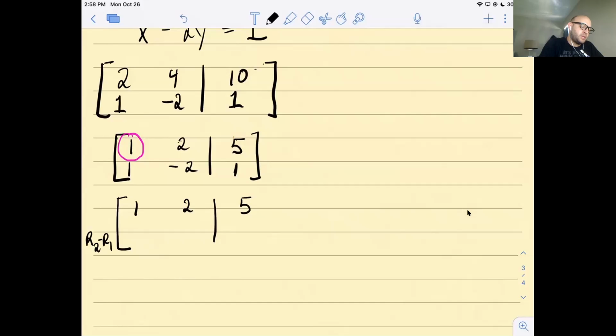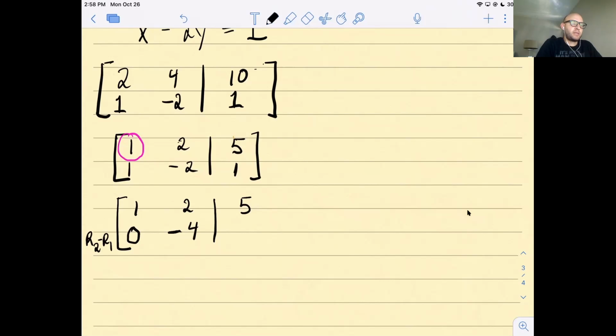Do you agree that this is going to be a 0? Because it's just 1 minus 1. How about in the second, how about this guy? What's that going to turn into? I want to take the second row and subtract the first row. That would be minus 4. And then how about the last number? Okay, nice. I see a lot of people getting minus 4. Good.